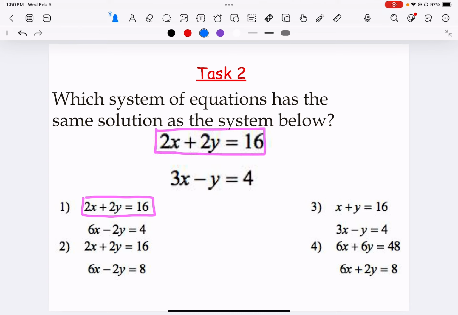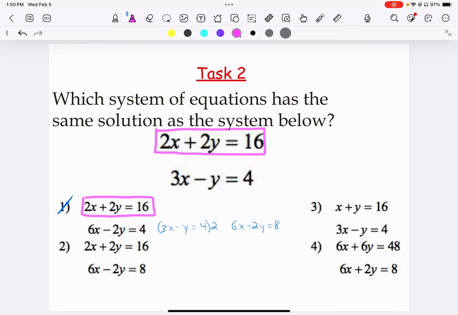Now I'm left with 6x minus 2y equals 4. That doesn't match the bottom equation because it looks like it's multiplied by 2. But if I have 3x minus y equals 4, and I multiply it by 2, I have to multiply everything by 2. So it should be 6x minus 2y equals 8. So answer choice 1 is not correct.